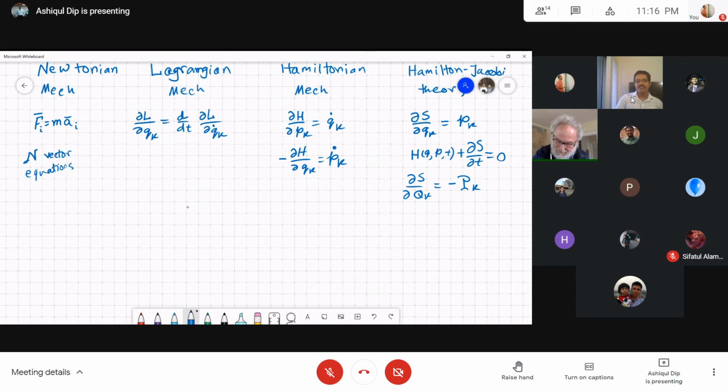So for Lagrangian mechanics, how many equations do you have? For a 3-dimensional system and with m constraints, you have 3n minus m equations. Here you have 2 into 3n minus m equations.